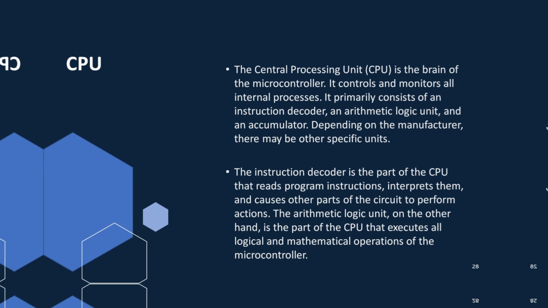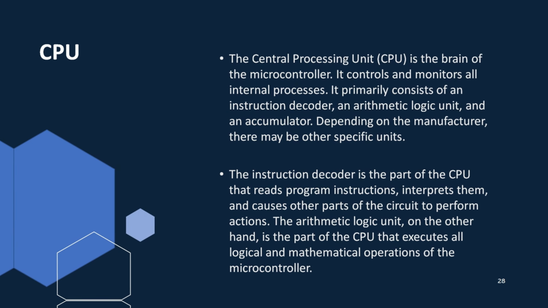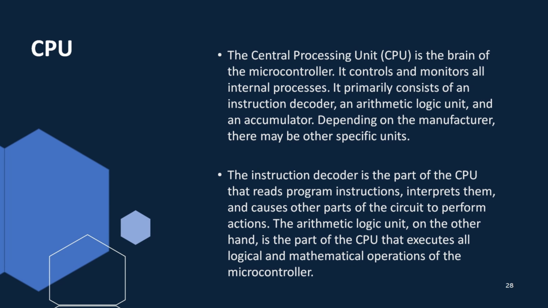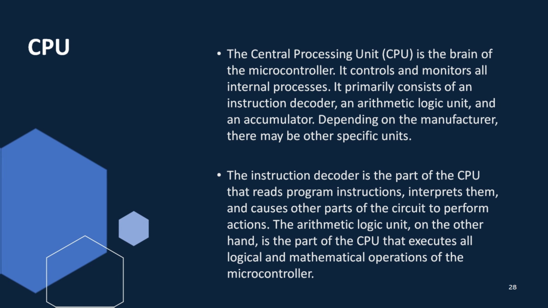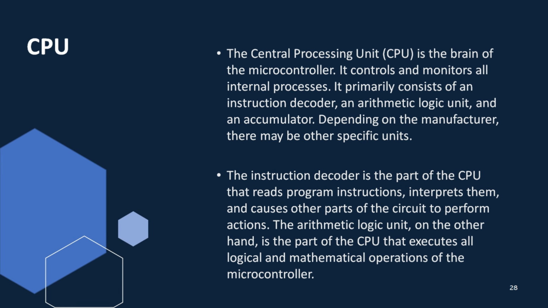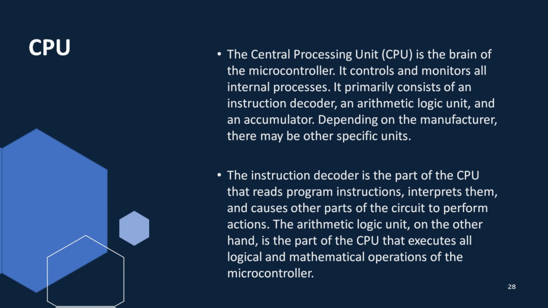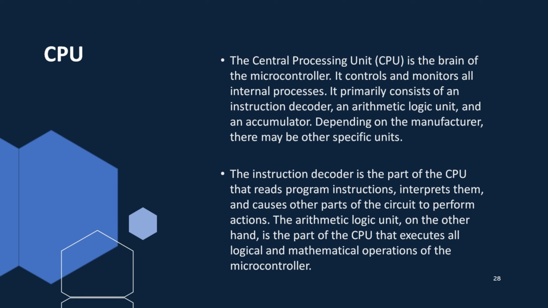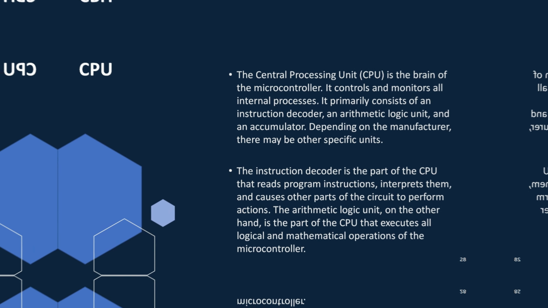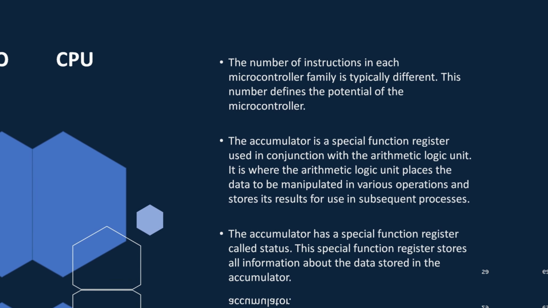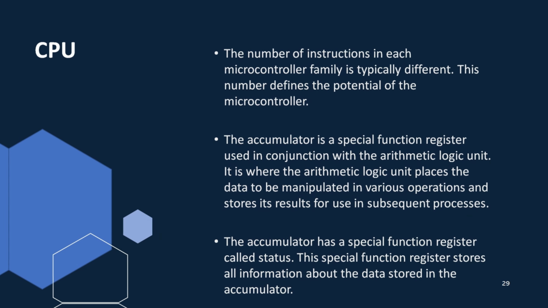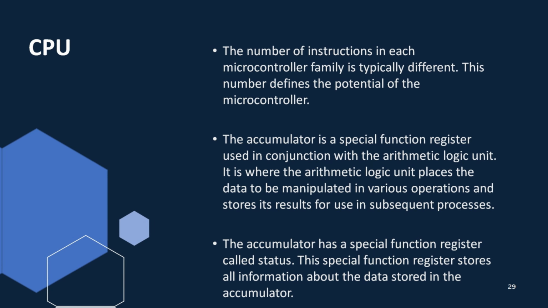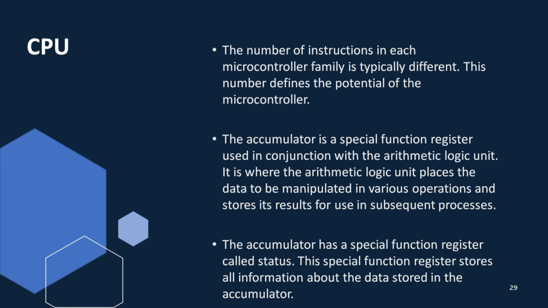CPU. The Central Processing Unit, CPU, serves as the microcontroller's brain, overseeing and managing all internal processes. It typically comprises an instruction decoder, an arithmetic logic unit, and an accumulator, with potential additional units depending on the manufacturer. The instruction decoder reads and interprets program instructions, triggering actions in other parts of the circuit. Meanwhile, the arithmetic logic unit executes logical and mathematical operations. The number of instructions varies across microcontroller families, defining their capabilities. The accumulator, a special function register, works in tandem with the arithmetic logic unit.